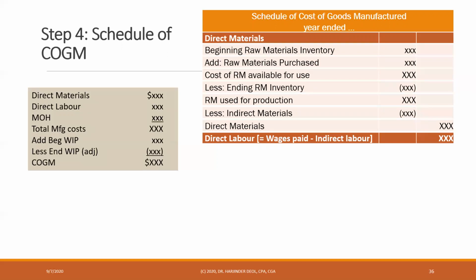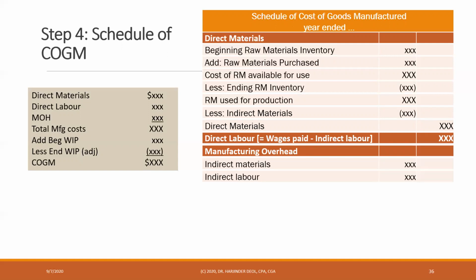Next, we will include direct labor costs. Now, the direct labor costs are sometimes given to us. Sometimes we're given the total cost of wages paid, from which we need to minus the indirect labor cost to get direct labor. Now, why did we take out indirect materials and indirect labor? Because these actually belong under manufacturing overhead, right? If we did not deduct the indirect materials cost from the calculation of direct materials and the indirect labor costs from the calculation of direct labor, then we would end up double counting these numbers.